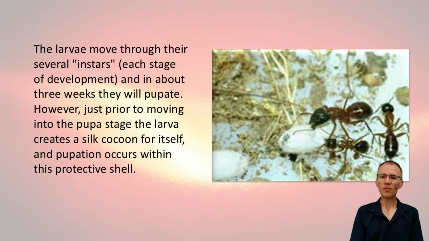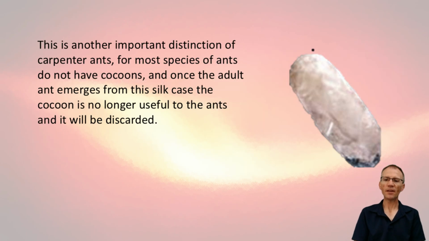The larvae move through their several instars, each stage of development, and in about 3 weeks they will pupate. However, just prior to moving into the pupa stage, the larva creates a silk cocoon for itself, and pupation occurs within this protective shell. This is one reason why we say it's very hard to kill carpenter ants in that pupal stage. This is another important distinction of carpenter ants.